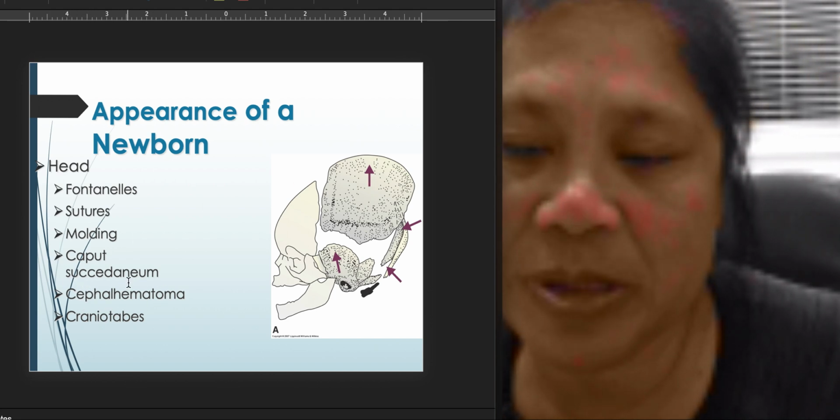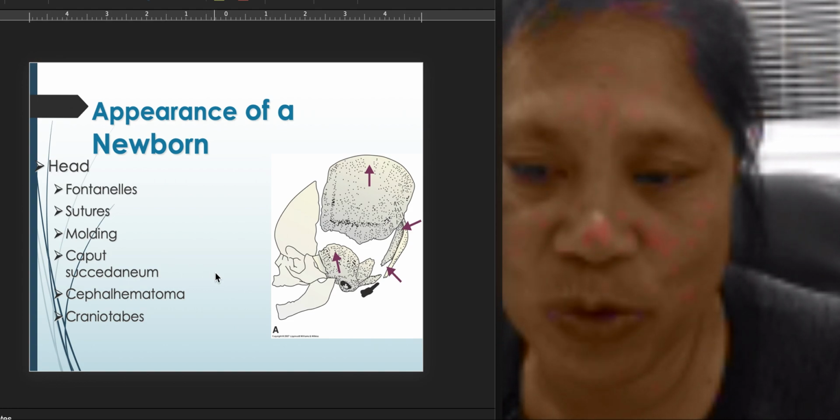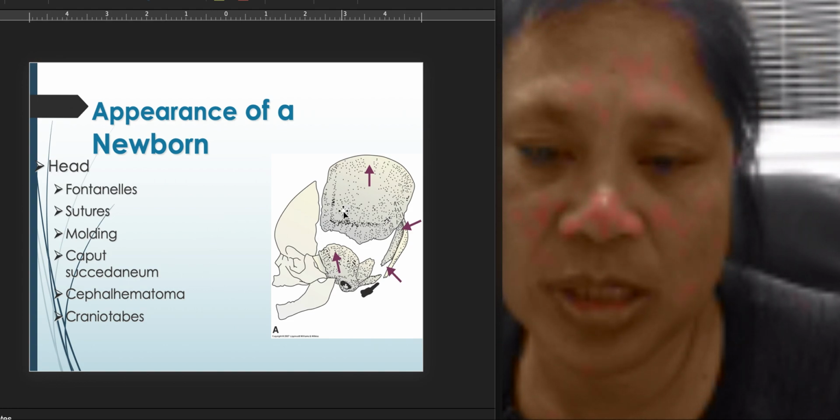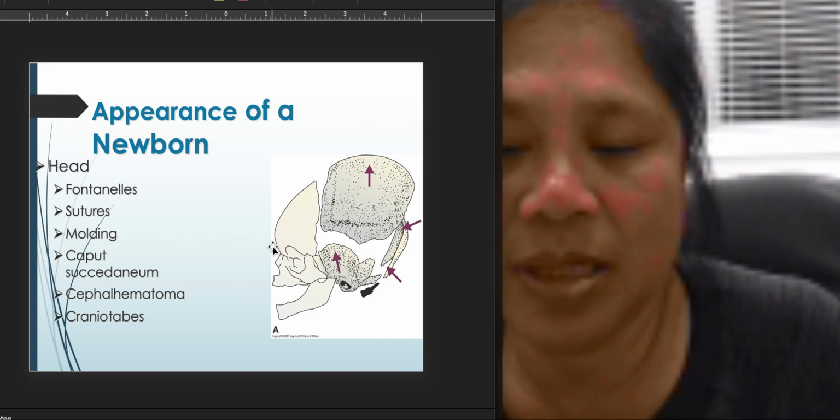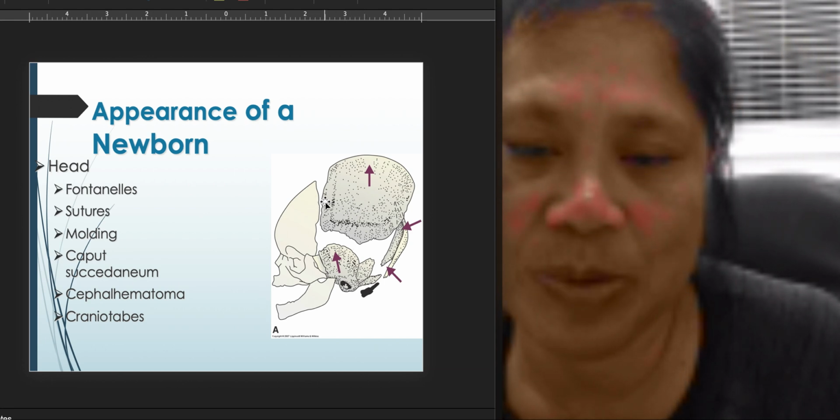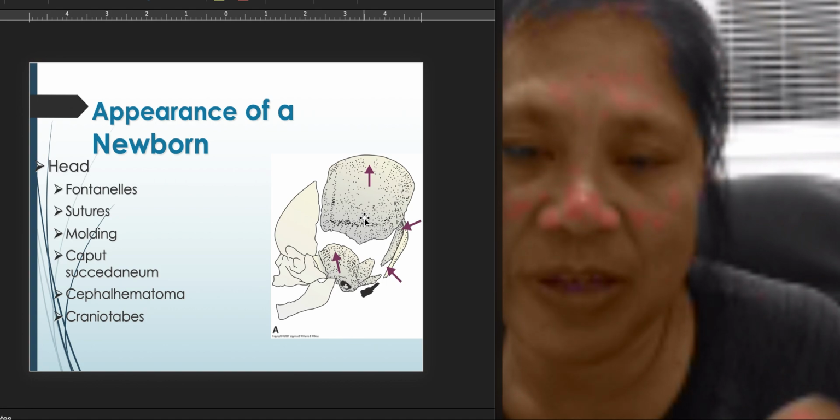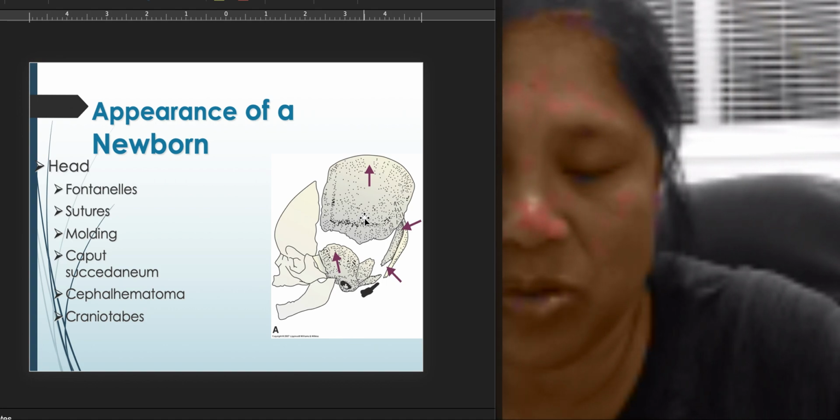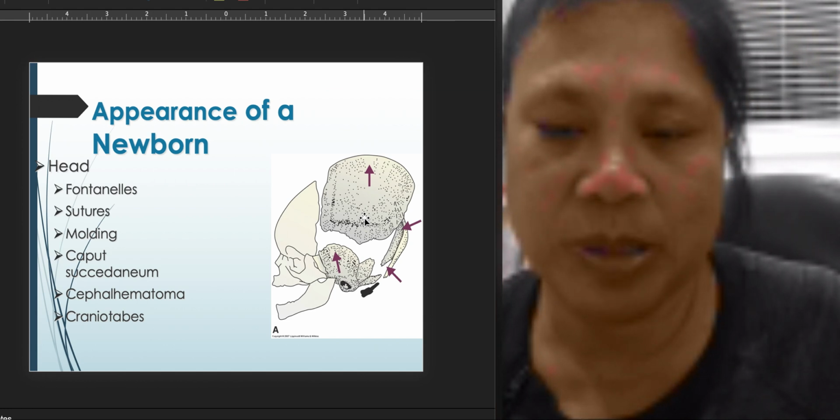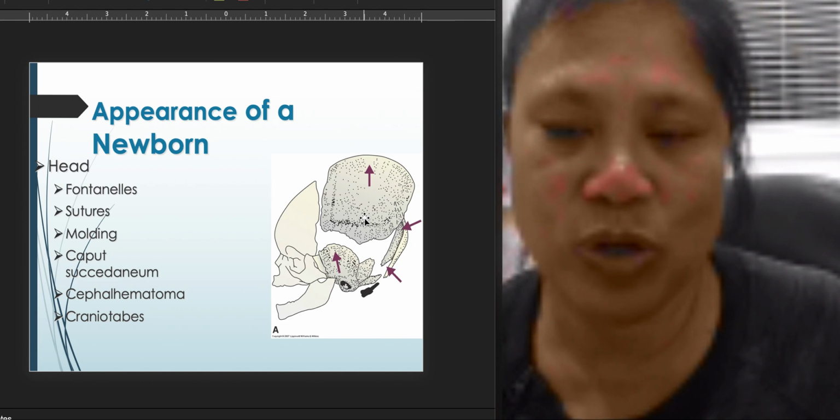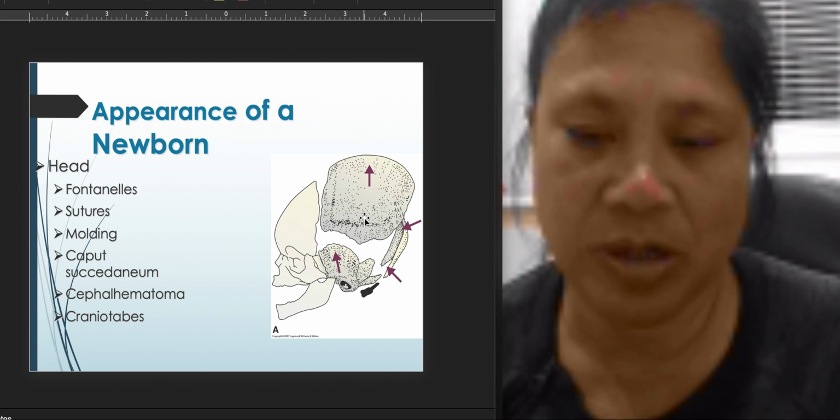With caput succedaneum, I want you to know that it usually takes about 2 to 3 days before it gets back to the way it's supposed to be, more of a round appearance. The definition of caput succedaneum is the crossing of the sutures, so that's why it causes the coning. And it's usually more uniformly distributed. It's not just one side. When you have caput succedaneum, it's both sides pushing this cone-shaped appearance.